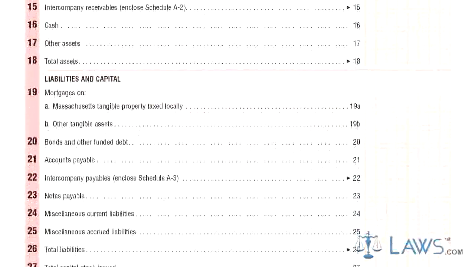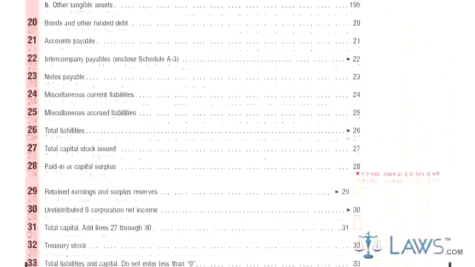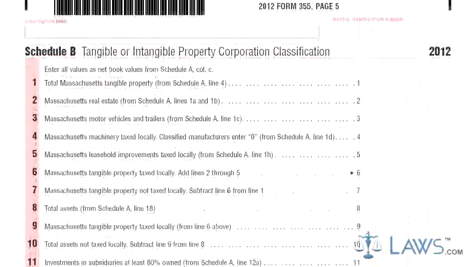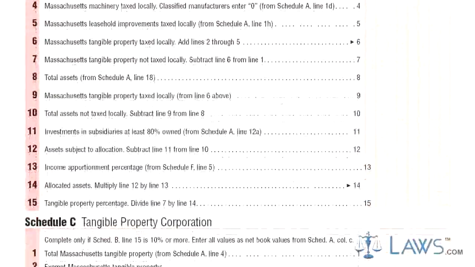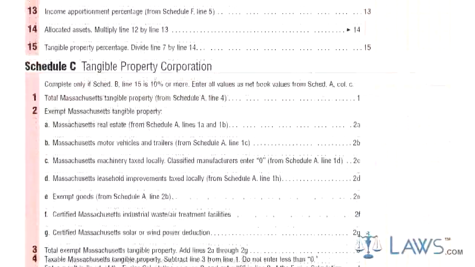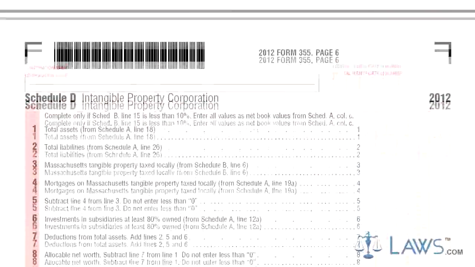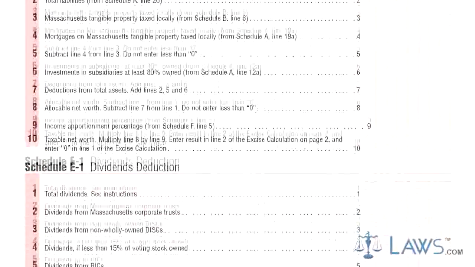Step 7. If line 15 of Schedule B is less than 10%, complete Schedule D and transfer line 10 to line 2 of page 2. Step 8. Complete Schedule CD for corporate disclosure. Complete Schedule CR to document other corporate credits and transfer line 15 there to line 7 of the second page.